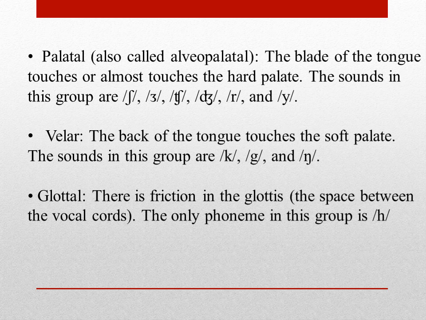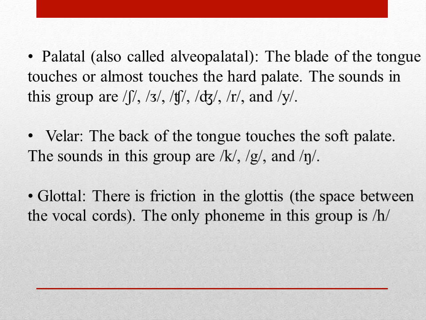Then you have the velar region, where the back of the tongue touches the soft palate. The sounds in this group are k, g, and ng. For pronouncing these sounds, you can experiment yourself. You can judge that the back of the tongue is touching the soft palate.